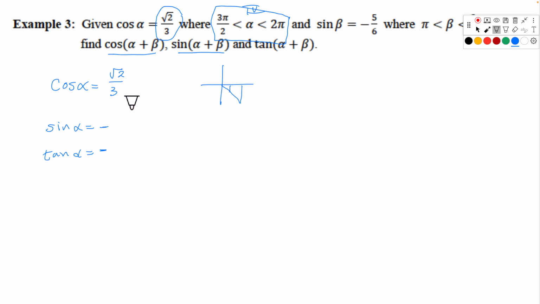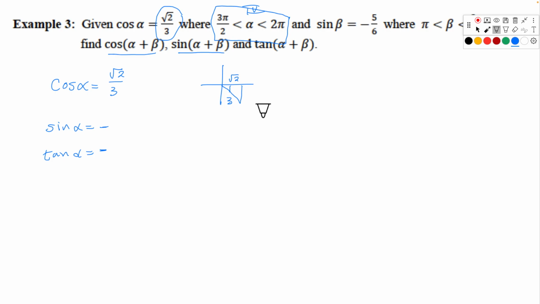Cosine is adjacent over hypotenuse, right? SOHCAHTOA: adjacent over hypotenuse. So adjacent is square root of 2. Hypotenuse is 3. And so now I just need to figure out the opposite side.